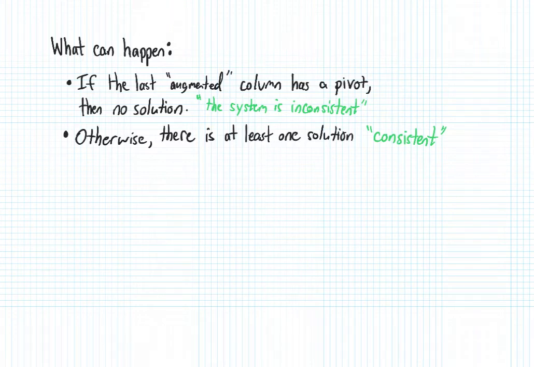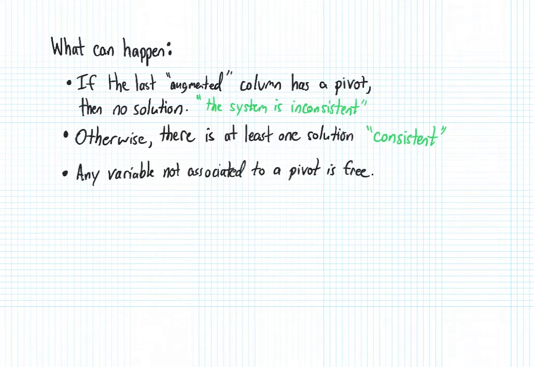Otherwise, you'd be able to solve for each of the pivot variables, and you would find at least one solution. So if you don't have a pivot in that last augmented column, then there is at least one solution. The system is consistent. So then the question is, how many solutions are there?